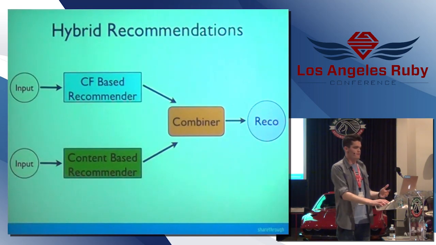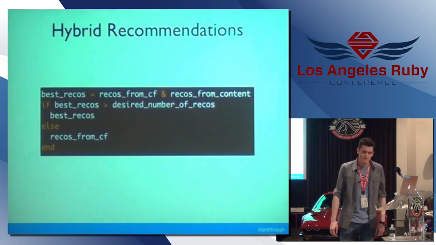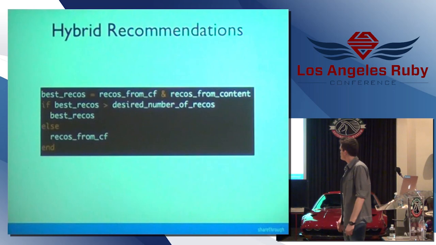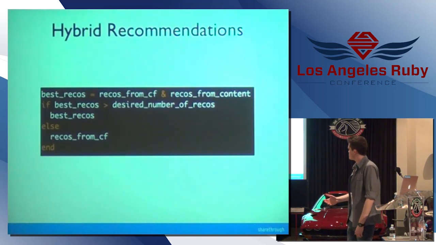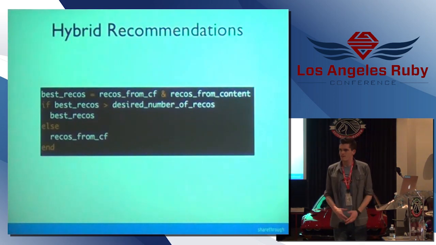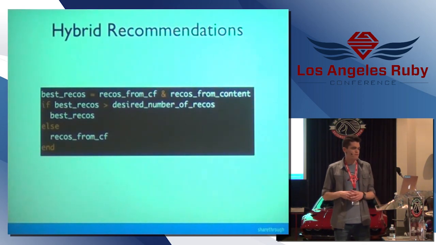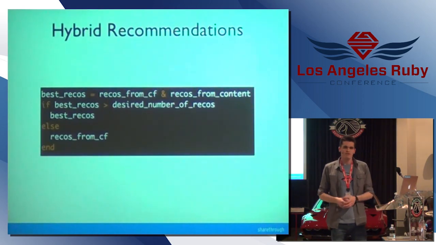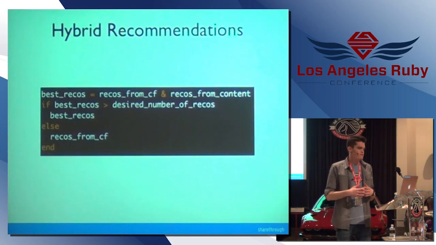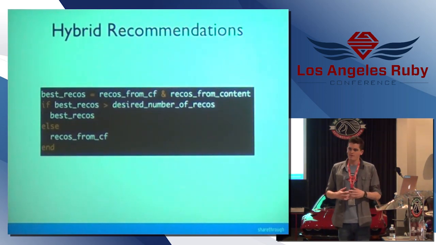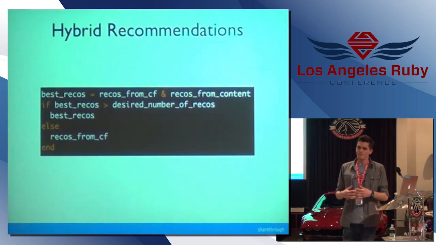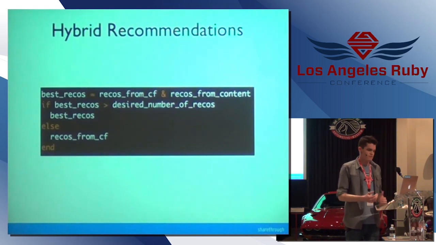Again, this diagram can be simplified into just a couple lines of Ruby code. In this case, I'm saying best recommendations should be the intersection of my recommendations from collaborative filtering and my recommendations from content. If I don't have enough of these best recommendations just from the intersection, then I'm just going to return the recommendations from my collaborative filtering, because I believe collaborative filtering is better in this situation.